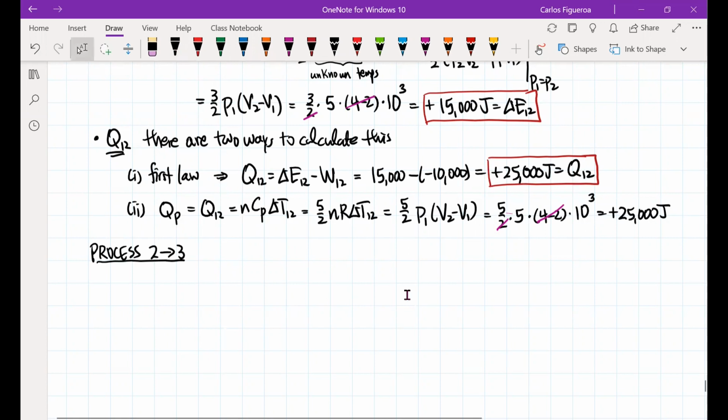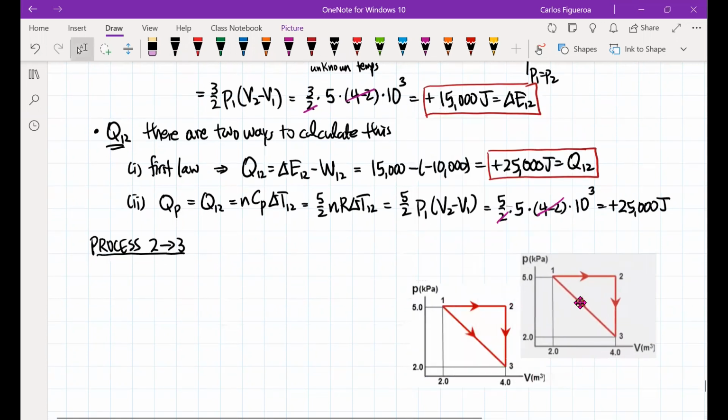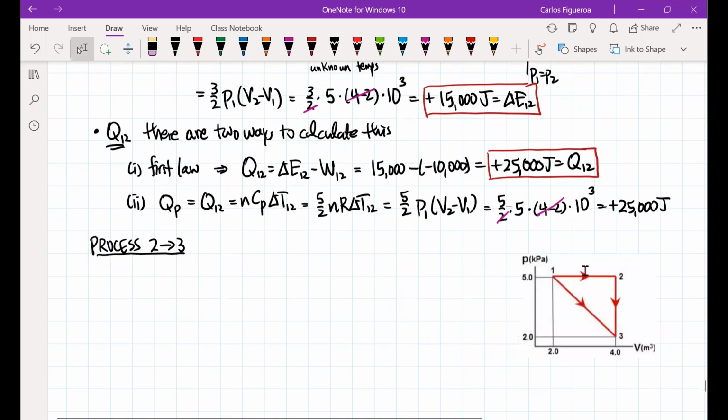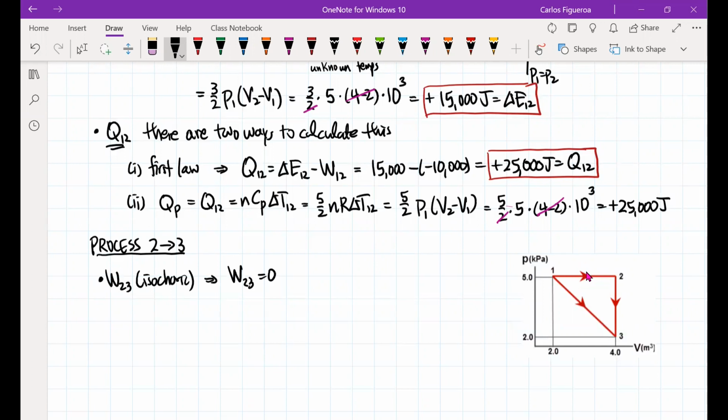So again, if I use this over here, what you're seeing is that this is an isochoric process. When I look at the work from 2 to 3, we see that this is isochoric. So this immediately tells us that the work from 2 to 3 is 0. And we know that the heat must be negative. Because this is isochoric, we know that the change in internal energy must be exactly the heat.